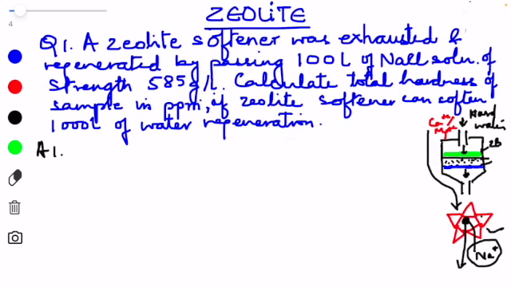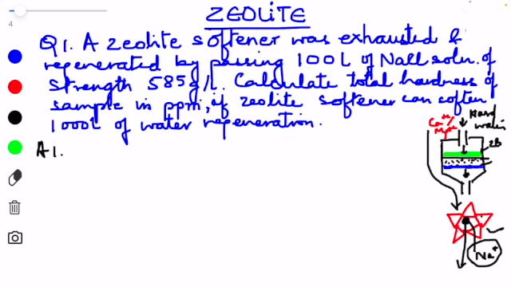Now when the zeolite becomes exhausted, what do we do? We regenerate the zeolite using brine solution or NaCl solution. A 10% NaCl solution is usually used. So the numericals are related to the use of NaCl solution only. Why? Because the amount of NaCl used to regenerate the zeolite indirectly gives us the amount of hardness which was present in the hard water. Okay, so let's start with the numerical now.